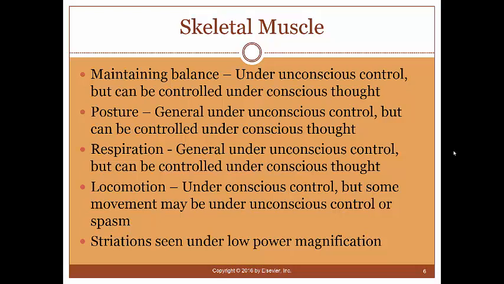Locomotion is almost always under conscious control, meaning you're thinking about what you're doing when you're moving from one location to another. But there might be some movements that end up being under unconscious control, such as reflexes, or we can also have things like muscle spasms that cause unconscious control of muscles. Lastly, skeletal muscle we can always see is striated, and even under some of the lowest magnification, like 4 to 10 power of the microscopes, you can actually see the striation.